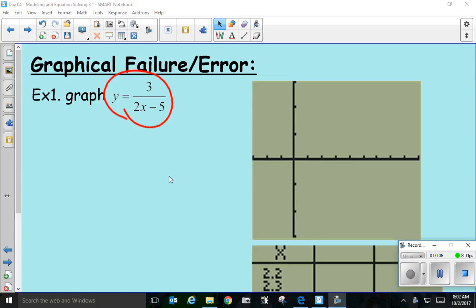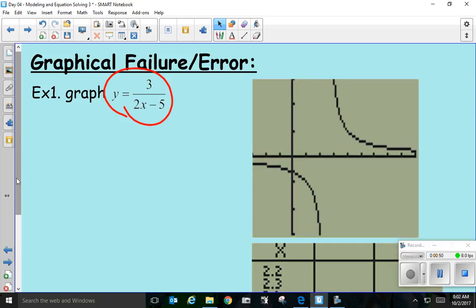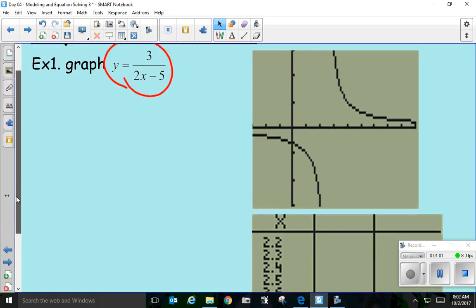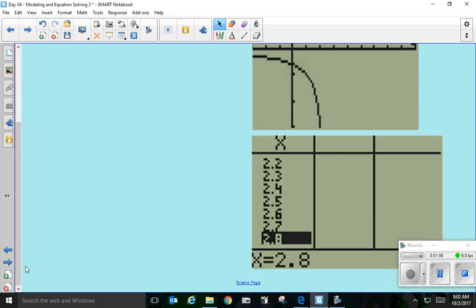If I graph that, and you'll look at the window I have here, there's no bounds. If I graph that correctly, and I adjust my window, it should look something like this. Why does it look like this? Why does it look like it splits? Well, if we look at our table, notice it doesn't go by ones. It doesn't go from 0 to 1 to 2 to 3. I change it by 0.1, by a tenth.